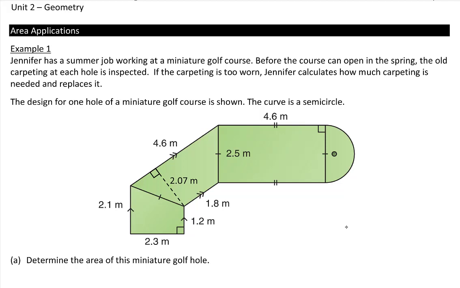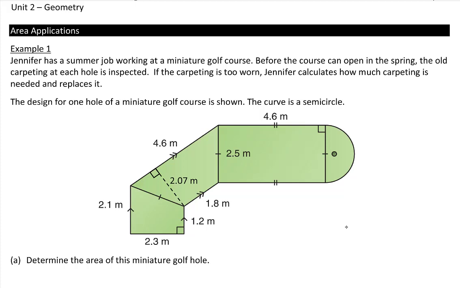So Jennifer has a summer job working at a golf course. Before the course can open in the spring, the old carpeting needs to be inspected. If it's too worn, Jennifer needs to calculate how much carpeting is needed and replace it. The design for one hole of a miniature golf course is shown below. And note the curve at the end is a semicircle.